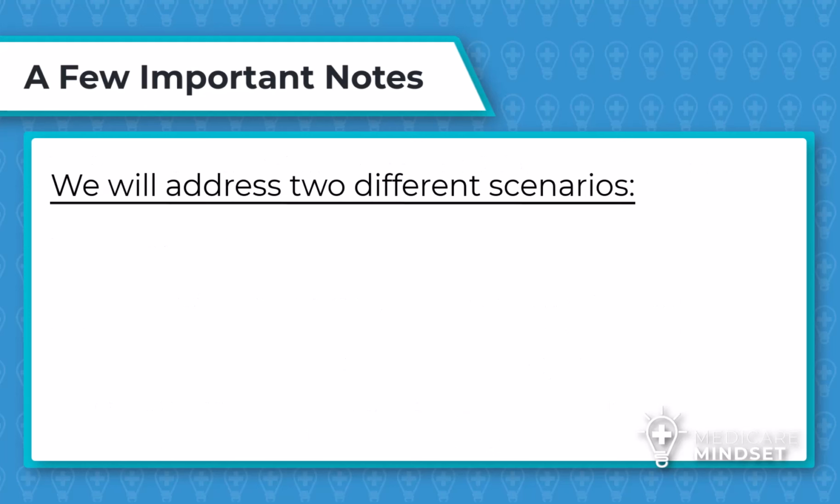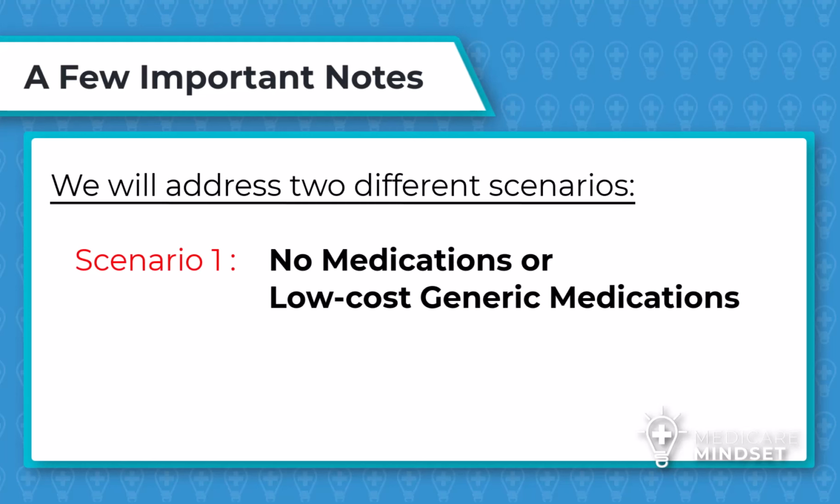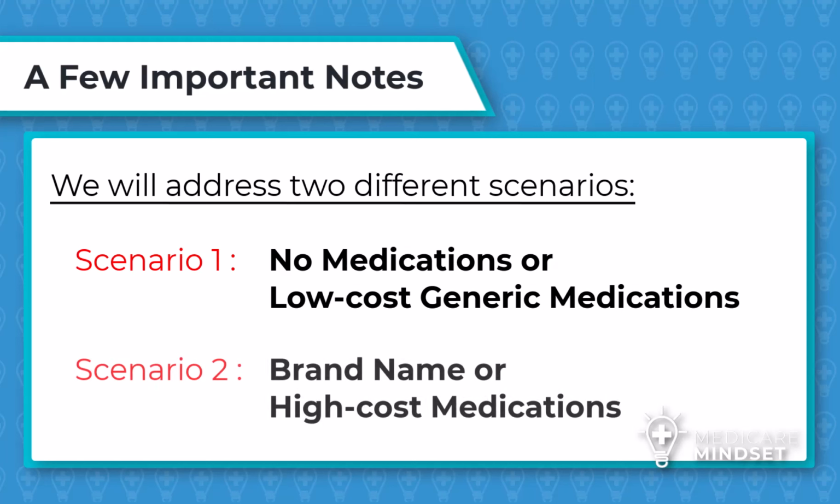We will address two different scenarios based on your level of medication needs. The first scenario is for someone with no medications or inexpensive generic medications. And the second scenario is for someone with brand name medications or really expensive medications. So if you want to jump to your scenario, click on that timestamp in the description below to save some time.